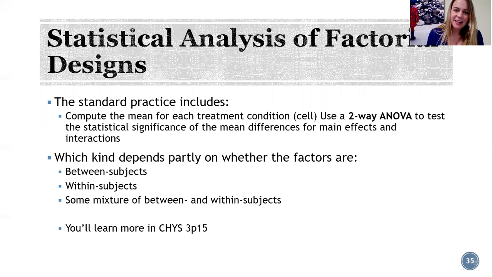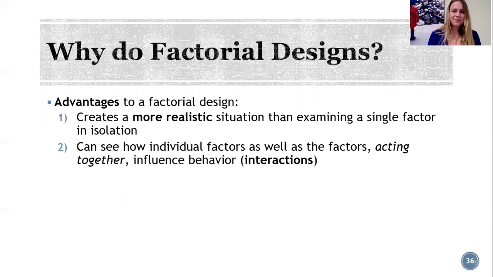The details vary, and the kind of ANOVA that you do differs depending on whether you've got between subjects or within subjects variables, so whether the same participants are serving as their own control. That gets a little bit more complicated, and you'll learn about that more in Chys 3P15. For the purposes of our course, just know if you are comparing two different variables, like a pre, post, control group design, you're going to want to do a two-way ANOVA.